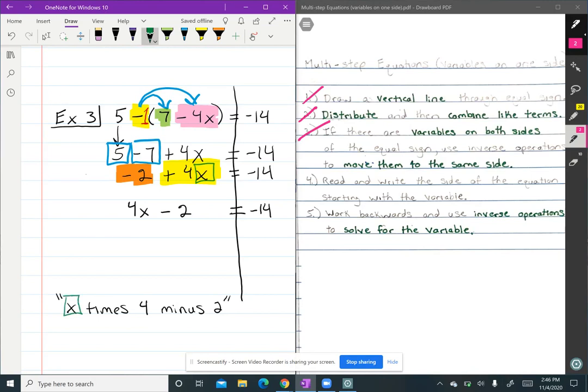Now if we solve for x, working backwards and using inverse operations, the last thing that we read was -2, so the inverse of subtraction is addition, so we're going to add 2 to both sides. -2 plus 2 is 0. 4x just drops down. And then -14 plus 2 will leave me with -12.